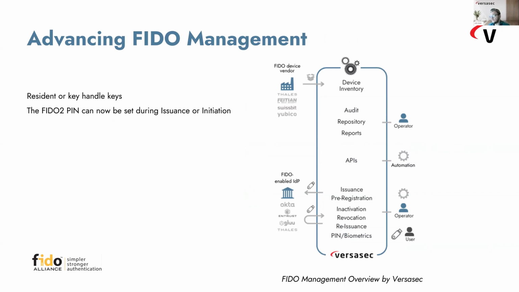Continuing with FIDO, we added support for resident or key handle keys, setting the PIN on activate, also a new setting allowing to configure the initial user IDP password. It's also possible now to set the FIDO PIN during issuance. And if you look at that graphic there, on the issuance side, you choose, again, flexibility on how you want to issue those credentials. Secure issuances, reissuance, and revocation, of course.